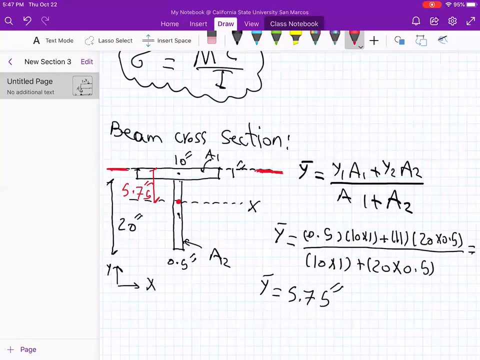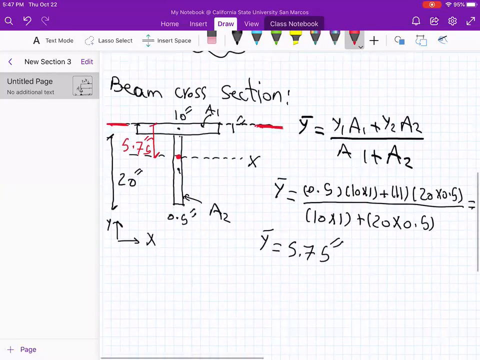This Y1 is the center of these to that, which is half an inch. For the second one, the center of these to the line would be 10 plus 1, which is 11. Right? Yeah. So if you use a calculator for this fraction, Y bar would be 5.75 inch, okay?